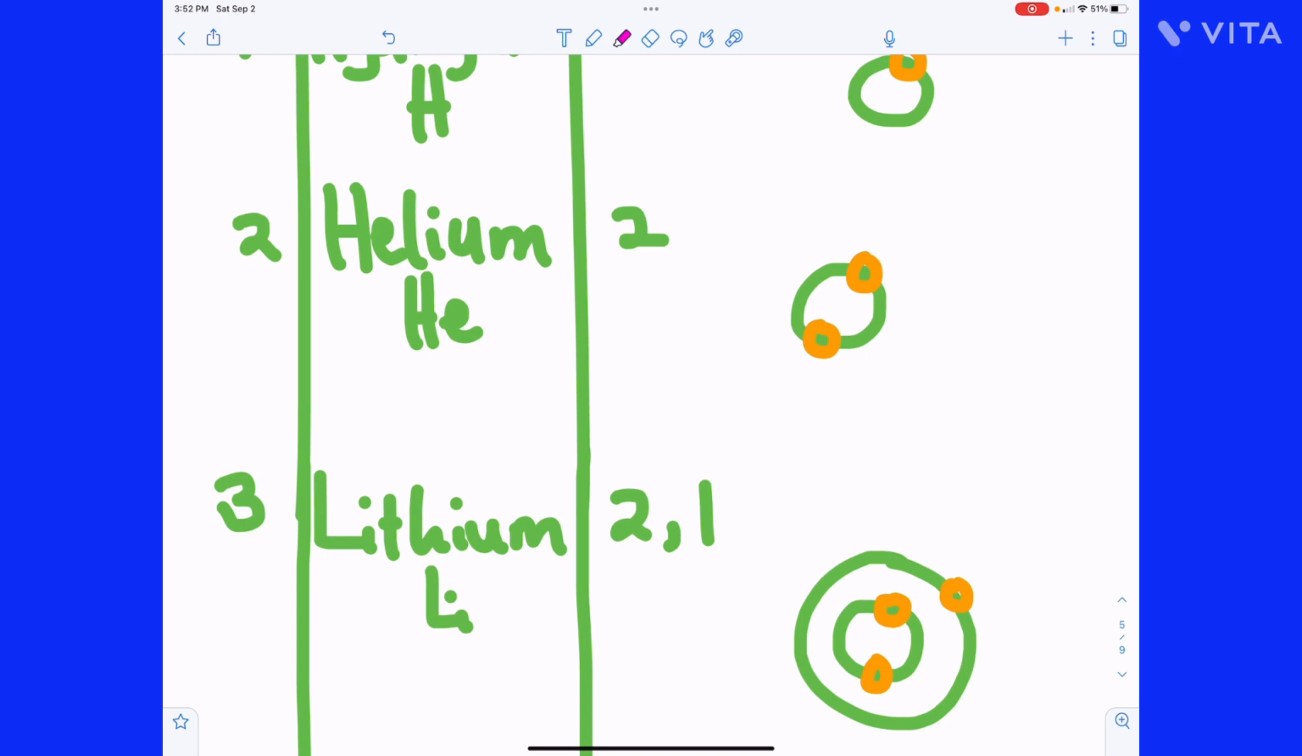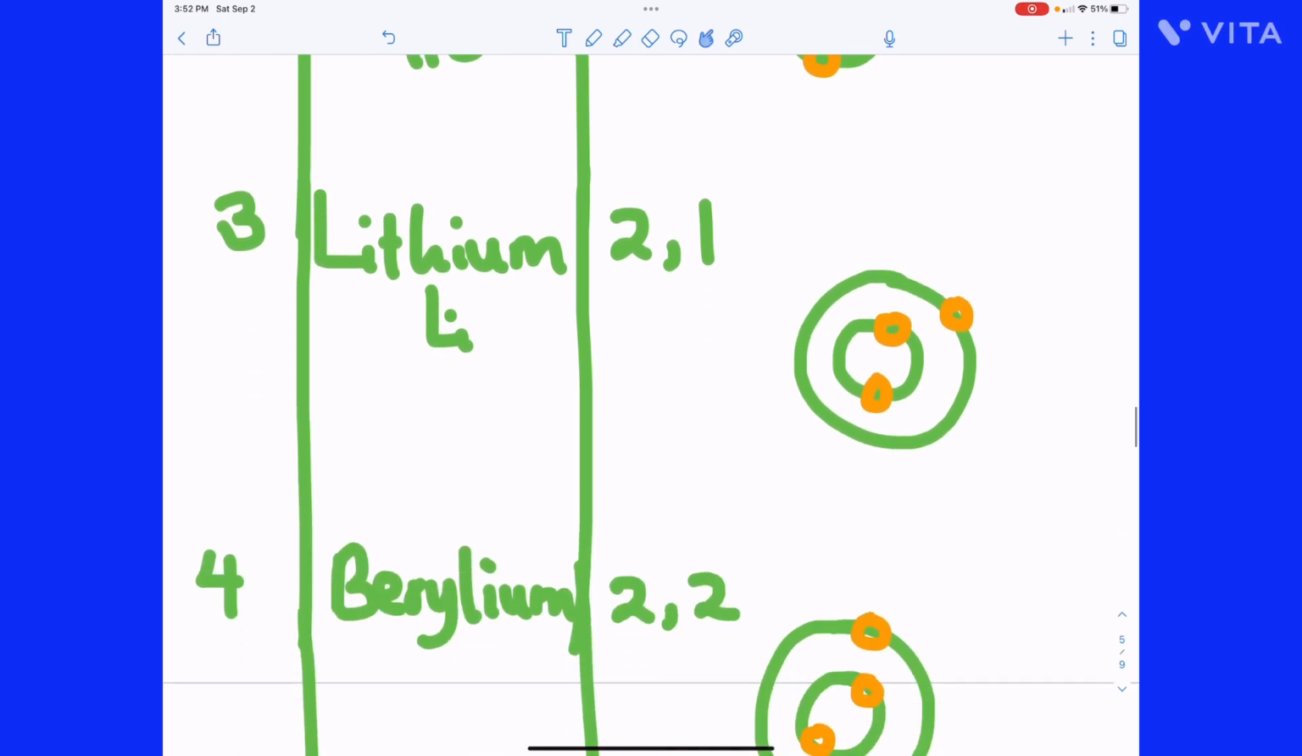So let's go to the next element, lithium. The atomic number of lithium is 3, meaning an atom of lithium has 3 electrons. An atom of lithium has 3 electrons. So, how do we do that? The first shell will take 2 electrons, and that's the maximum it can take from what we did earlier. So the second shell will take the remaining one.